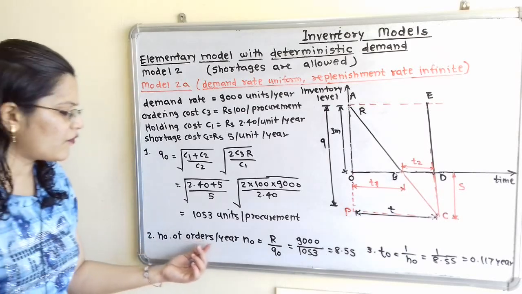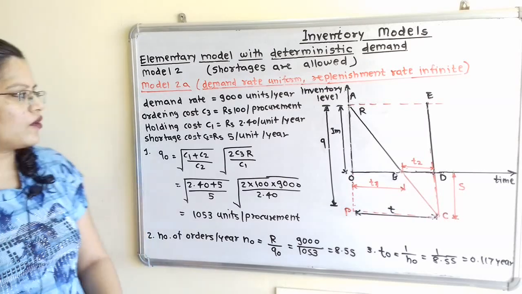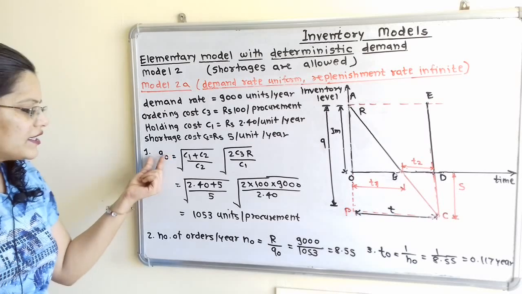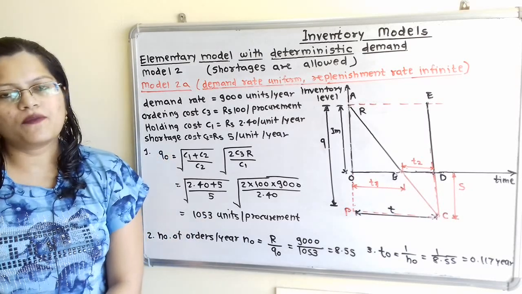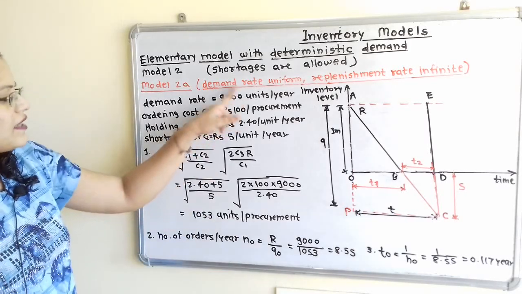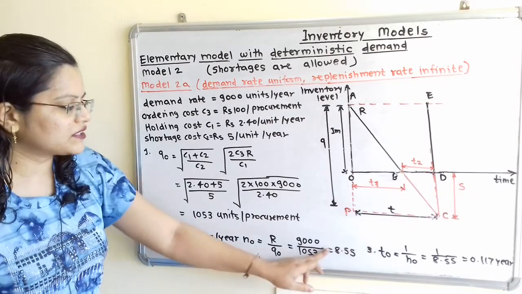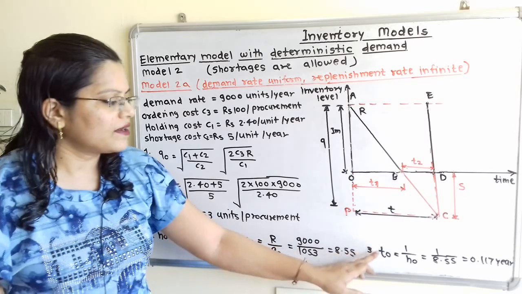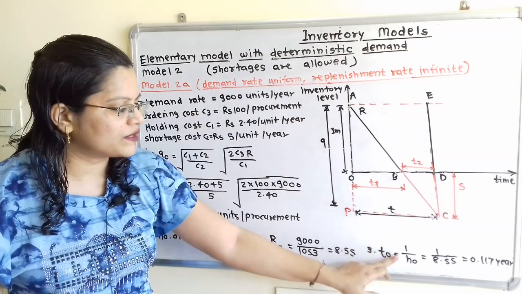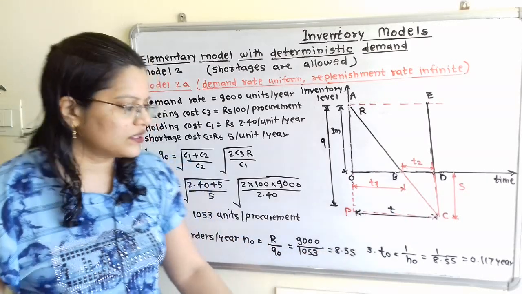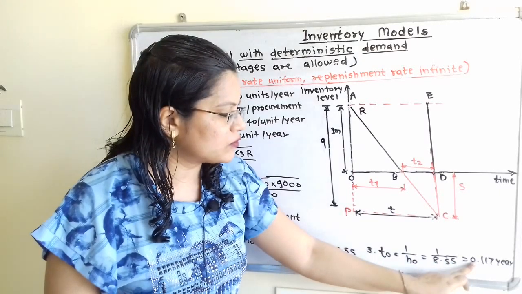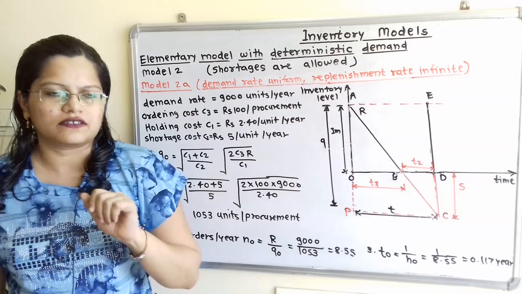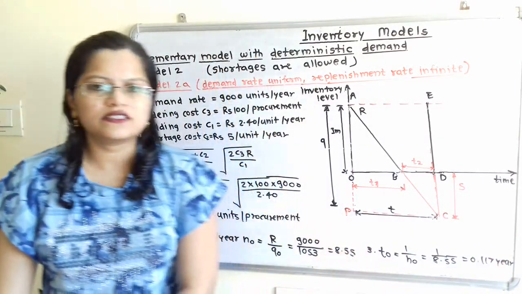Now the next question is the number of orders per year. How do we calculate the number of orders? Here 9000 units are required in 1 year, and one lot has 1053 units. So the number of orders, NO, is equal to 9000 divided by 1053, which is equal to 8.55. Then third is the time interval between orders. Here we find the optimal time interval, TO, which is equal to 1 by NO, that is 1 divided by 8.55, which is equal to 0.117. If we observe the units from the given data, the unit for time is year. So this time period also has the same unit, that is year.